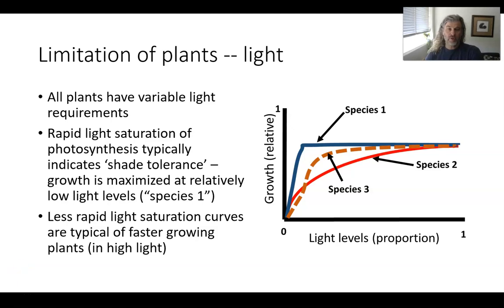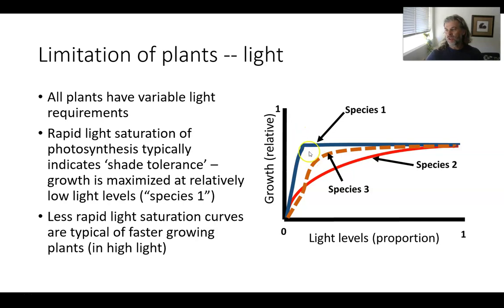My goal here is to help you develop some skills for understanding light limitation and interpreting data that's trying to demonstrate it to you. All plants have variable light requirements. Some have more shade tolerance than others, and you can understand and compare or gauge the amount of shade tolerance by examining plant responses to different levels of light.